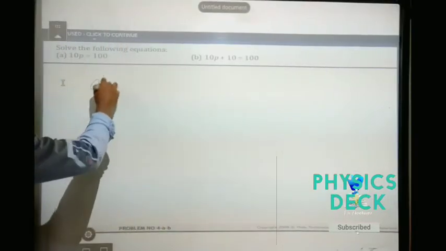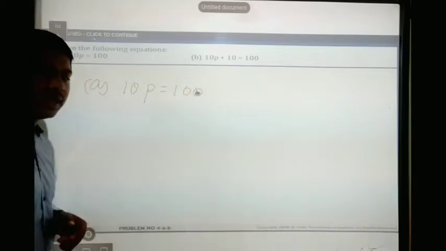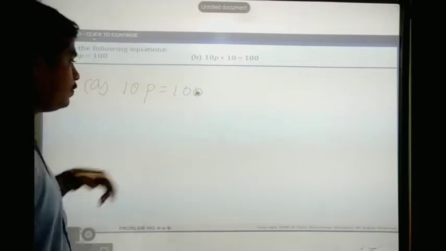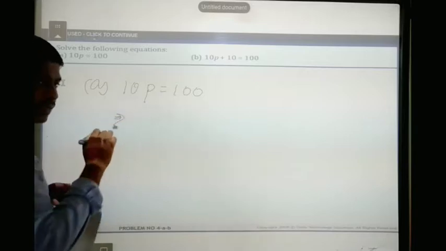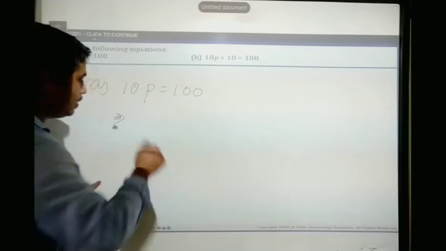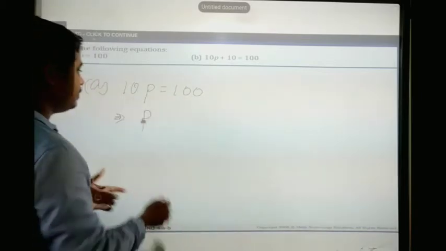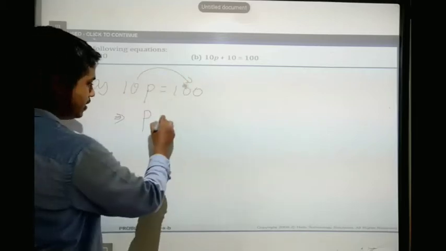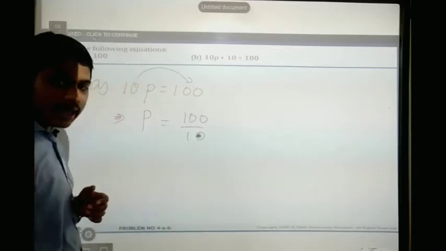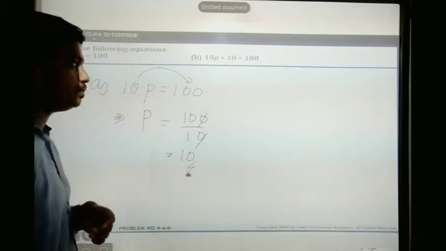So for A, 10p is equals to 100. I need to find out the value of this variable, that is p. We have to solve the equation. As we have seen that 10 is multiplied with p, for finding the value of p, the variable should be on the left hand side and the rest of the terms should be going to the right hand side. So this 10 should be put on the right hand side. Since it is multiplied, if I transpose, it will be divided by 10. So 0, 0 get cancelled. So your answer will be 10.